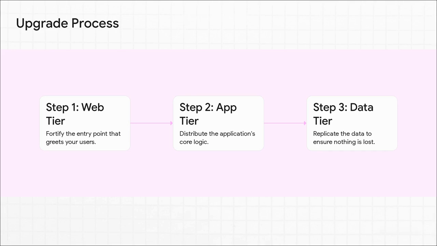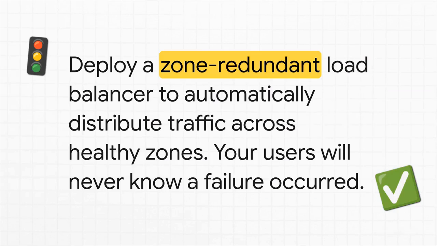Let's kick it off with step 1. The very first thing we do is put in a smart traffic cop. A zone-redundant load balancer knows about the health of all of our availability zones. If it sees that zone 1 has gone dark, it just instantly stops sending traffic there. All the user requests automatically flow over to the healthy instances in zones 2 and 3. And the best part? The user has absolutely no idea anything even happened.